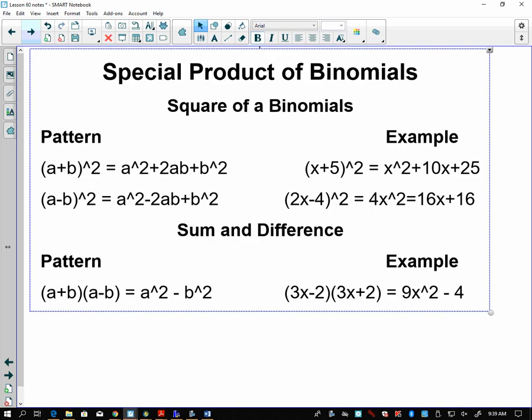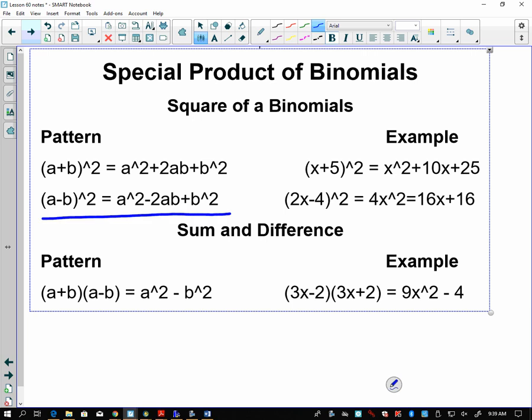All right. Special products of binomials, so we have the square of a binomial, which is somewhat what we just saw. What you're seeing here and here is what we just showed on the last page. Over here on the example side is what that's going to look like. So x plus 5 squared, we would work that out by doing x plus 5 times x plus 5.